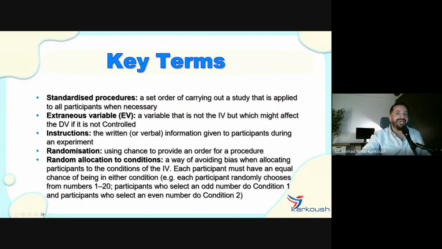Technically speaking, there's a problem with it because the standardized procedure, in my opinion, which is the first key term here, is like reading the exact same instructions from a script to every single participant so that nobody gets extra hints. That's a standardized procedure. I'm trying to make things easier here.